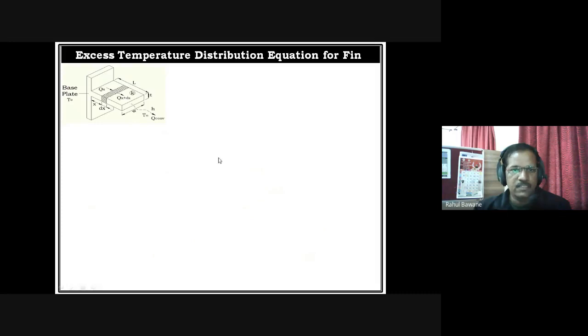So this is our schematic. Now heat conducted into the elementary section is Qx, and according to Fourier's law, it is minus k Ac dT by dx. Why Ac? Because it is the cross-sectional area. So what is Ac? Cross-sectional area is W into T. This is the cross-sectional area for our rectangular fin.